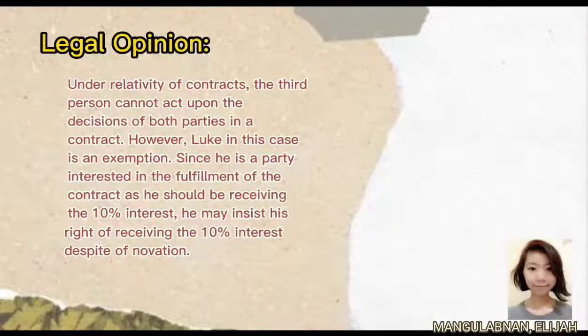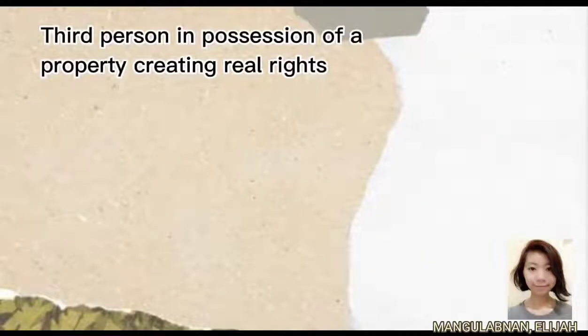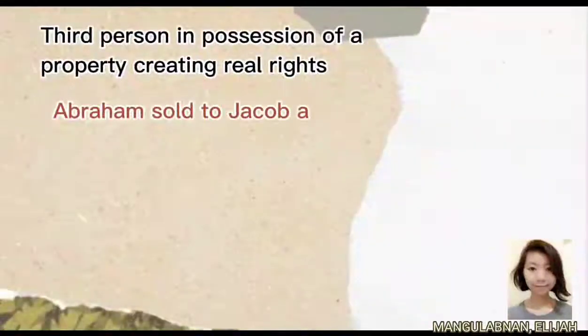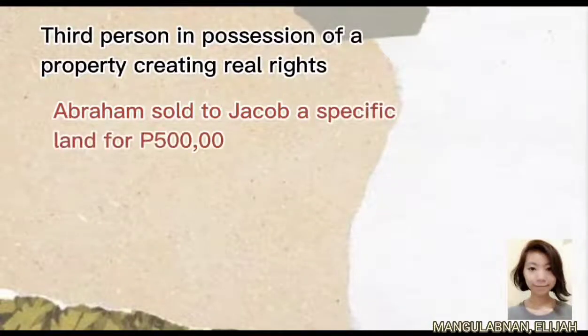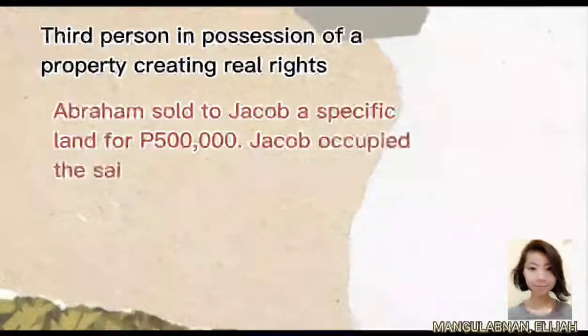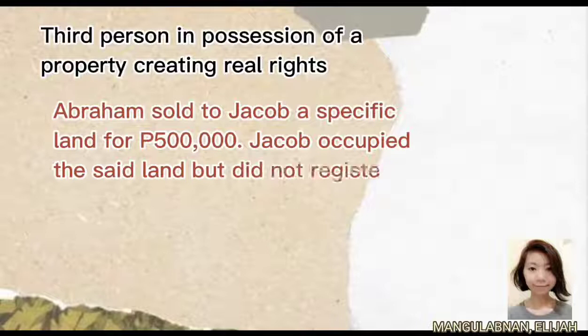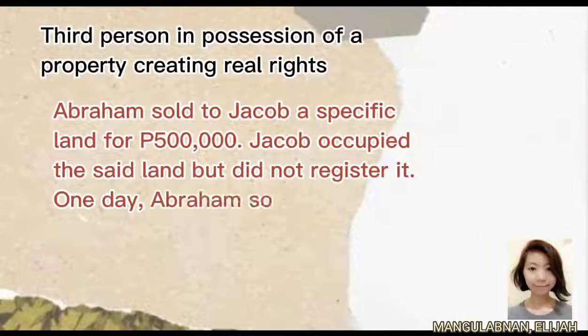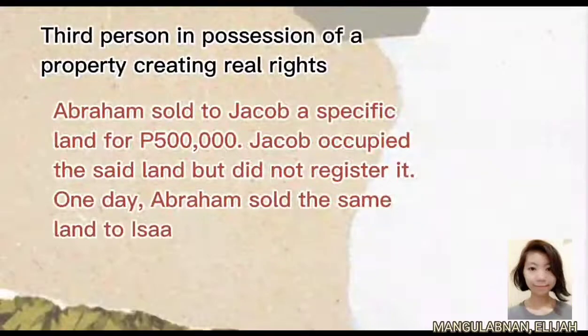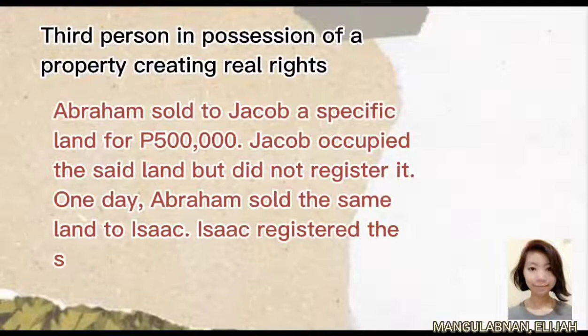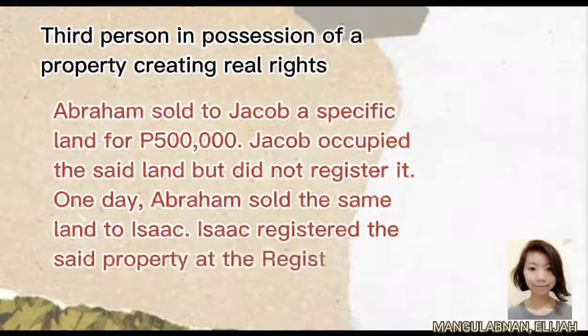Alright, next we have third person in possession of a property creating real rights. So, what does this mean? Let's have an example so we can understand it further. Abraham sold to Jacob a specific land for 500,000 pesos. Jacob occupied the said land but did not register it. One day, Abraham sold the same land to Isaac. Isaac registered the said property at the Registry of Deeds.